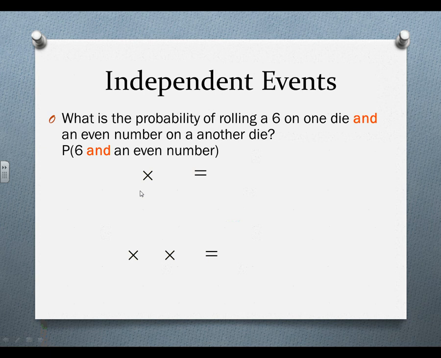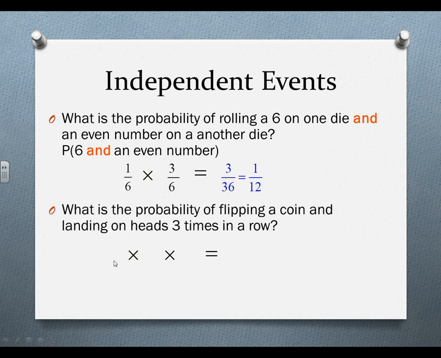Another example, or some more. What's the probability of rolling a 6 on one die and an even number on another die? So we're looking for the probability of a 6 and an even number. The probability of a 6, it has 6 sides. One of those sides is a 6. And an even number, that would be 2, 4, 6. So there's 3 even numbers out of a total of 6 sides. So you can simplify. If you do it by hand, or put it in your calculator, your calculator will give you back 1/12. Always need to simplify your probabilities.